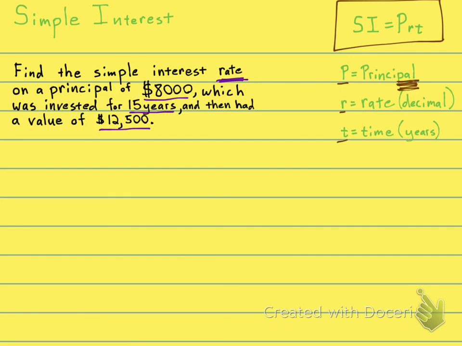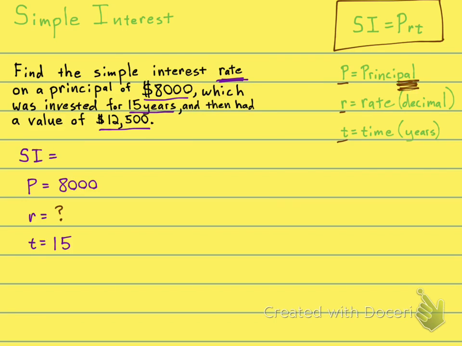So let's go ahead and label the things that we know and that we're looking for. Okay, we're going to have simple interest, principal, rate, and time. In the problem it says find the simple interest rate, so we do not know that. That's what we're looking for. On a principal of 8,000, so our P is 8,000. Invested for 15 years, so time is 15. And then we have a value of 12,500.